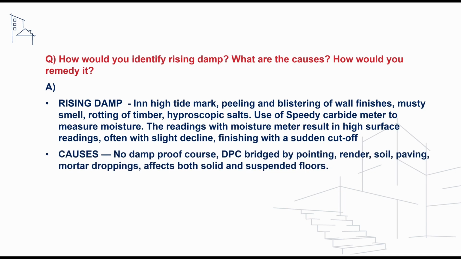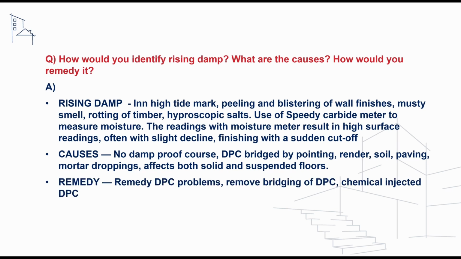The causes of rising damp can include where there is no damp-proof course in place, or there may be damp-proof course bridging caused by pointing, render, soil, paving, or mortar droppings. And the remedy for rising damp can include remedying any damp-proof course issues. This can include removal of any sources of bridging, and also a chemically injected DPC.